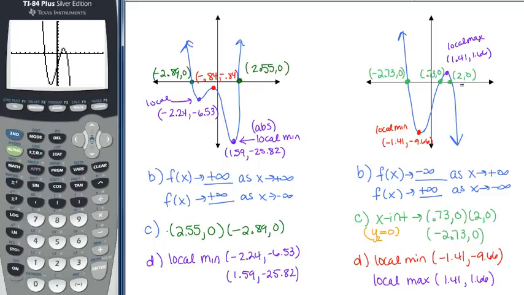The local min and max, remember they're the turning points. So I've got a local min here and a local max there. You're going to use the min and max value the same way you would find the min and max on a vertex of a parabola. You've just got multiple different pieces to find.